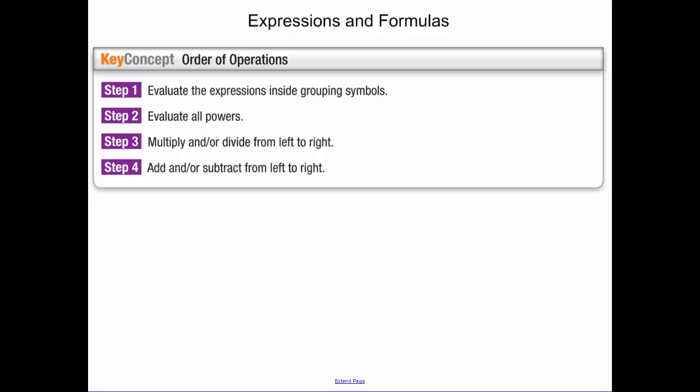Today we're going to be talking about expressions and formulas. And the first lesson is about order of operations. So you want to remember our 4 steps for order of operations. Evaluate expressions inside grouping symbols. So things like parentheses, square roots, and absolute value signs. Evaluate inside there first. A lot of you are used to thinking about that as P.